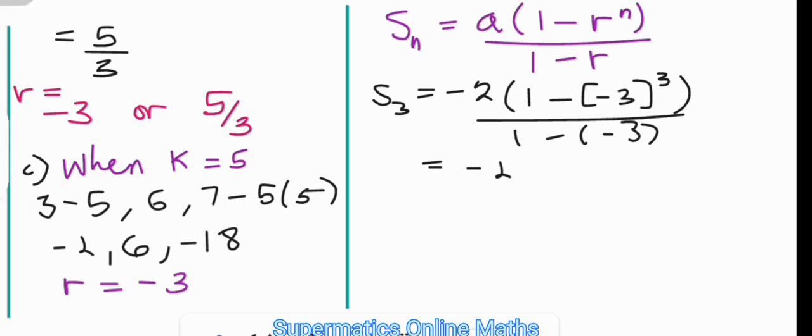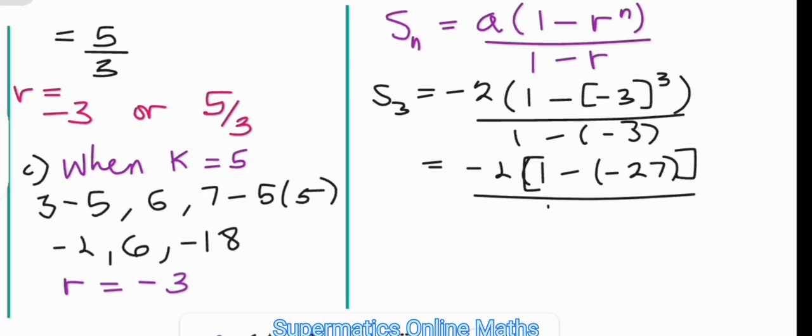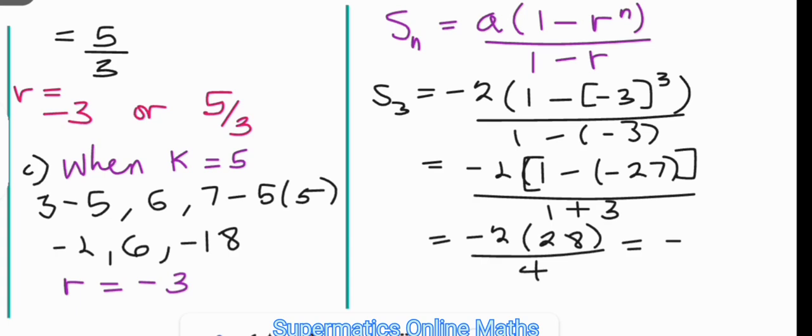This is negative 2 times 1 minus negative 3 to the third power, which is negative 27, over 1 plus 3 in the denominator. This is negative 2 times 28, for 1 minus negative 27, over 4. And 4 goes into 28 7 times, which means that the sum is negative 14.